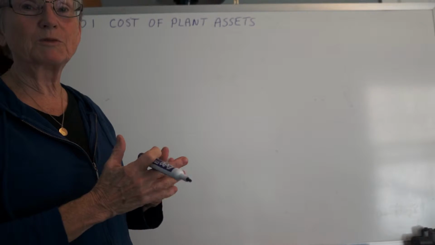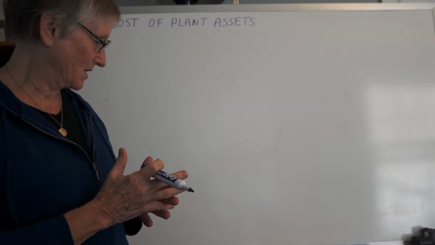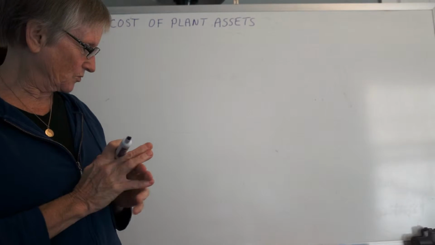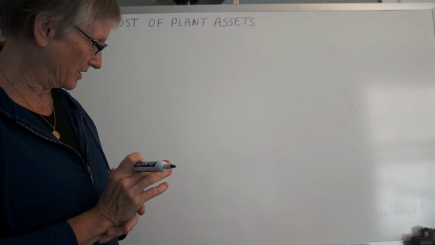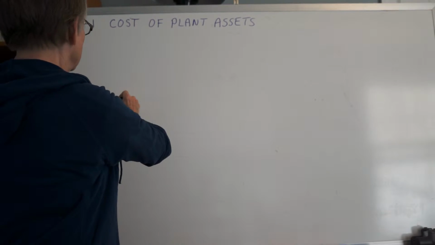Also liens, if people have put liens on the property. So those would be the exchange price paid. That's all included in that. But then you also have things like getting it ready for its intended use.